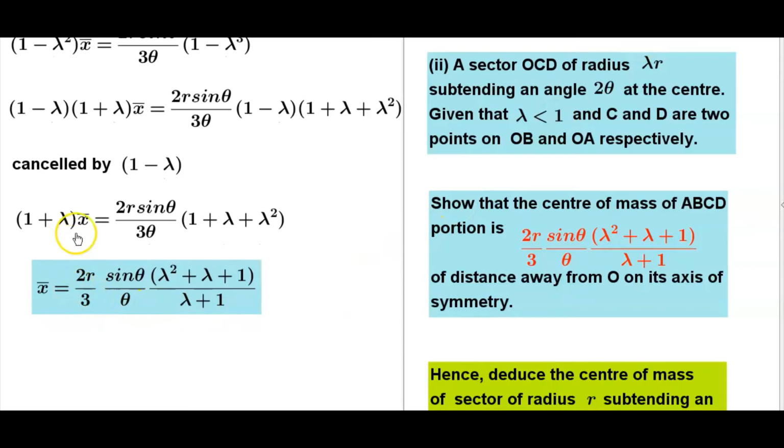So x bar is equal to 2r over 3 into sin theta over theta into lambda squared plus lambda plus 1 over lambda plus 1. This is the question, this is the answer.